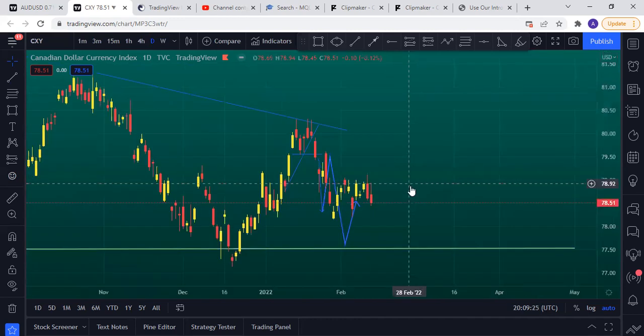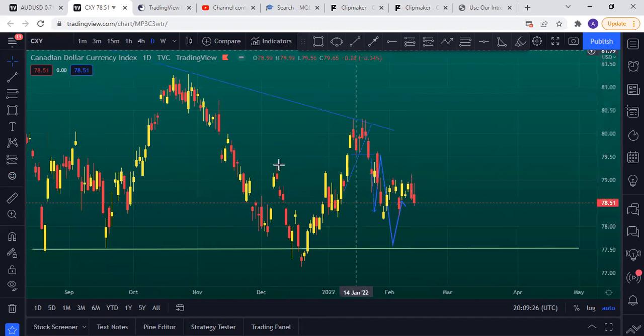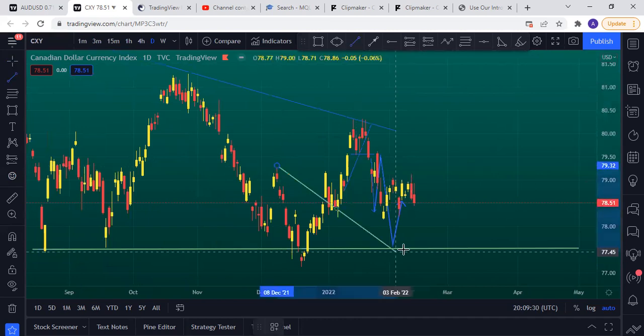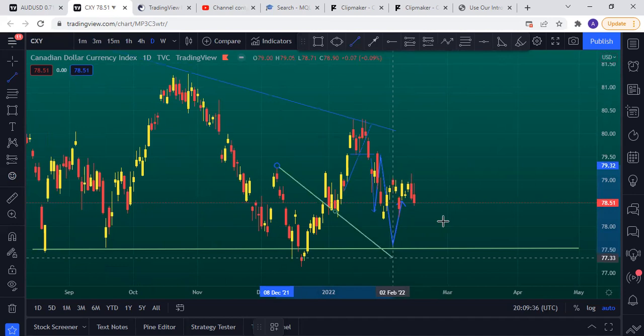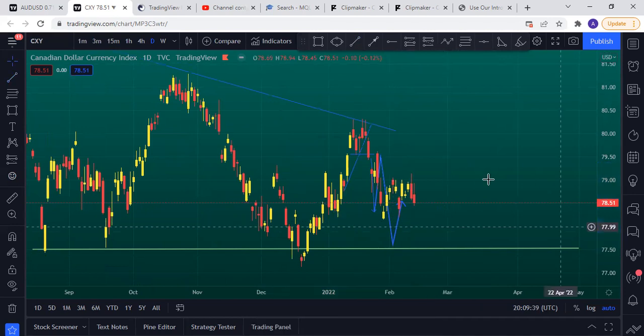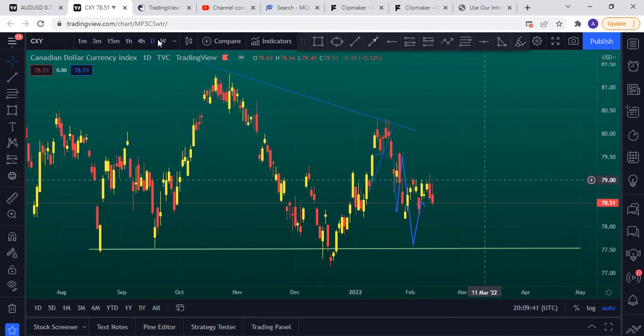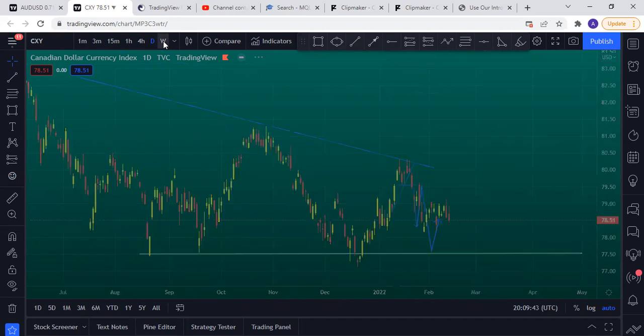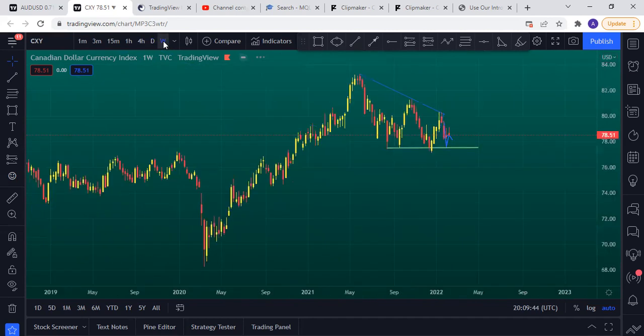Let's see the daily time frame. Let's see how that plays out. So my overall bias on CXY, based on what I'm seeing on the weekly time frame, is also quite bearish. And then I want to see what price does at this level.